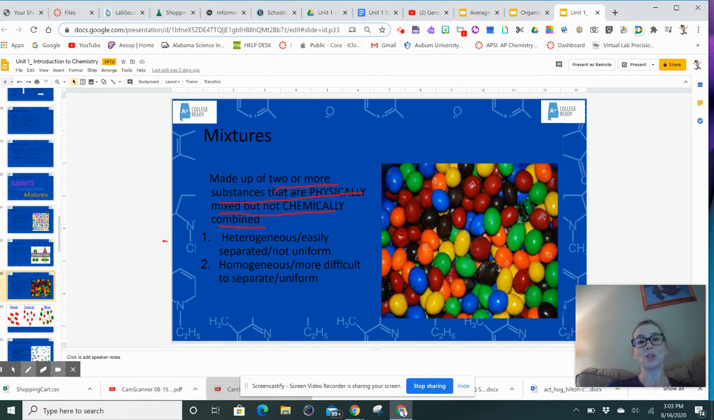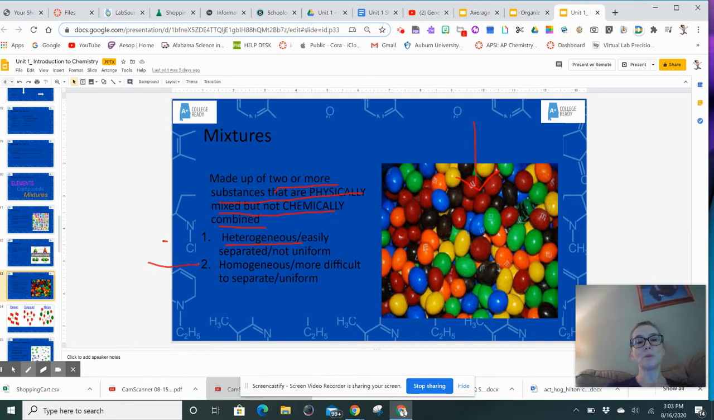So we can have heterogeneous mixtures, like you see this candy here, is a heterogeneous mixture. These are mixtures that are easily separated. They're not uniform. They're not all the same throughout. Not everything looks the same. So I can easily look at that picture of M&Ms and pick out all the green ones or pick out all the blue ones. I can separate that mixture out very, very easily. That's a heterogeneous mixture. It's not uniform. It looks different, and it can be separated.